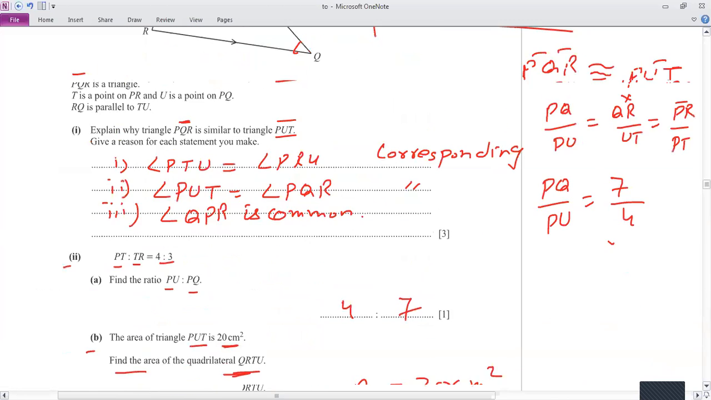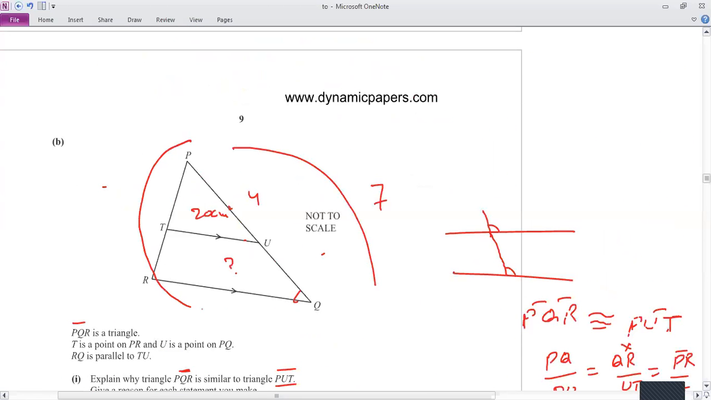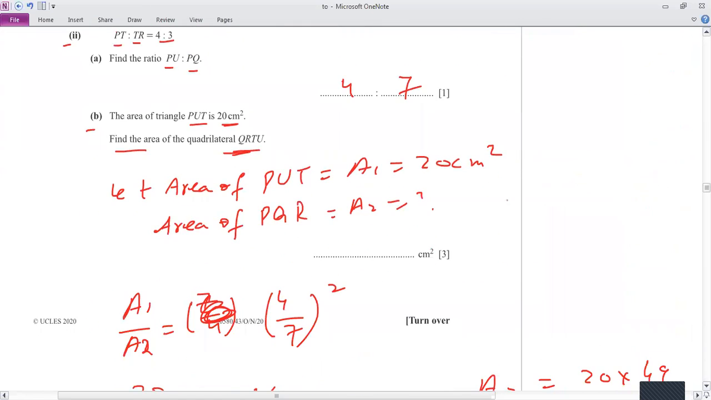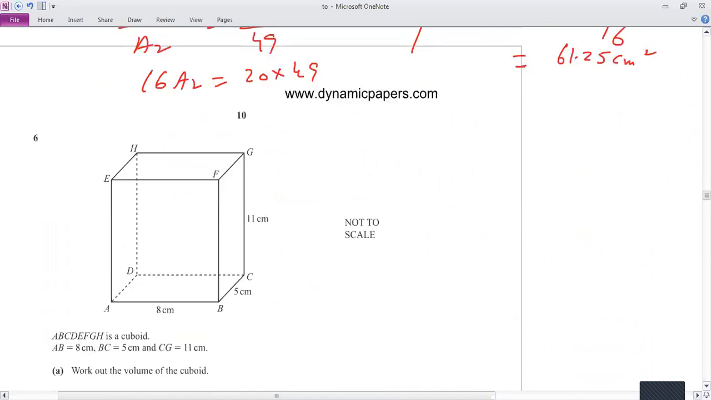This is A2. It means for this whole big triangle, the area is 61.25, and we need only this part. From this one, I will subtract this, and the remaining will be this. So the area of quadrilateral QRTU will be 61.25 minus 20, which is 41.25 centimeter square. A tricky question, but it's not difficult at all.